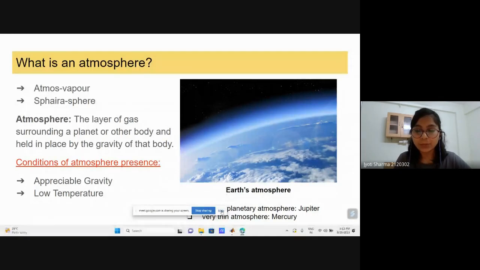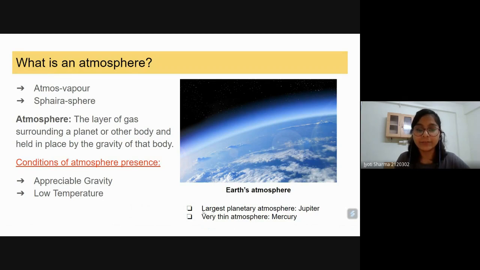Okay, so this is a fact that the largest planetary atmosphere is the one surrounding the planet Jupiter, and a very thin atmosphere belongs to Mercury. So this is all about the atmosphere and how an atmosphere can be present around a planet or another body.